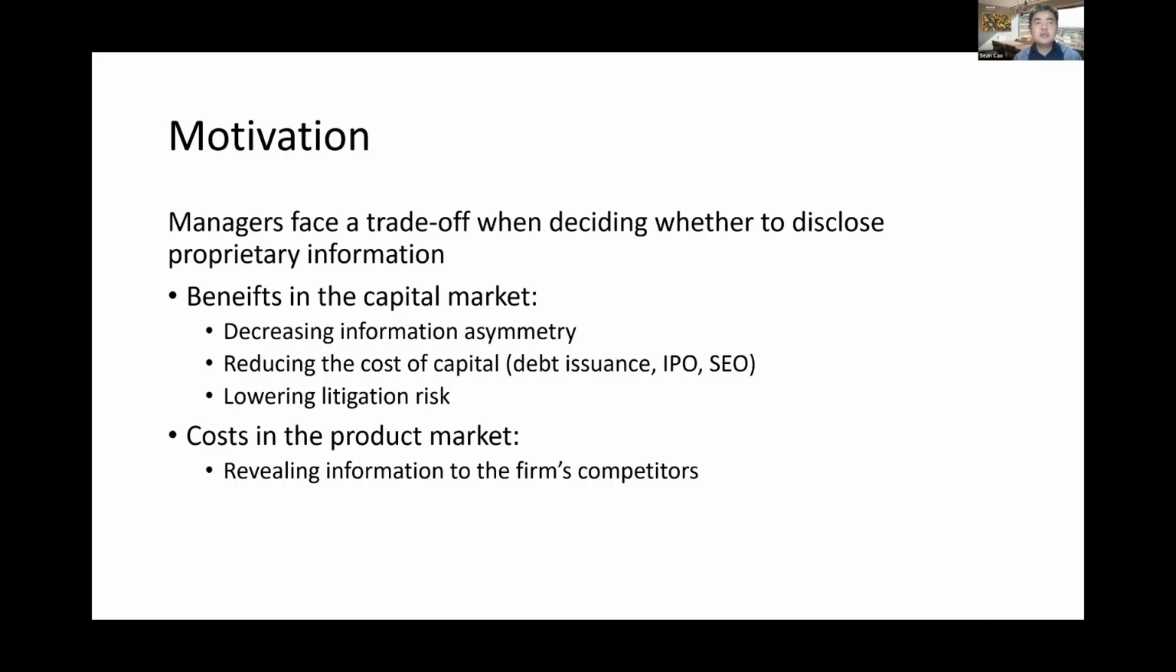On the other side, if they disclose information like the engine information, future engines, they are worried that competitors will copy the technology, come up with similar products, and hurt the future market share. So if I'm a corporate manager, I'm in a difficult position. What should I do?